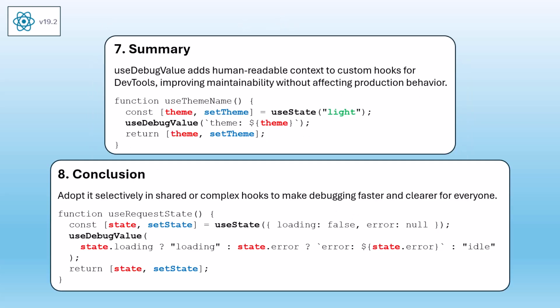7. Summary. In summary, the hook useDebugValue is a simple yet effective way to improve observability of custom hooks within React DevTools. It allows you to attach semantic labels or formatted values to your hook's internal state, making inspection and debugging much easier. Use it thoughtfully for custom hooks that benefit from better introspection, but avoid overusing it for trivial cases. When applied correctly, it enhances maintainability and developer experience without introducing runtime overhead for the user.